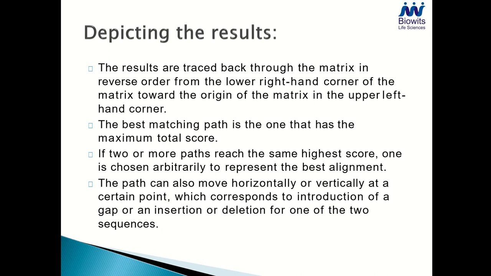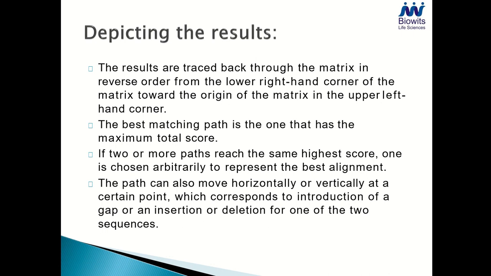So, the results are traced back through the matrix in the reverse order from the lower right-hand corner of the matrix toward the origin of the matrix in the upper left-hand corner. So, the best matching path is the one that has the maximum total score. If two or more paths reach the same highest score, one is chosen arbitrarily to represent the best alignment.